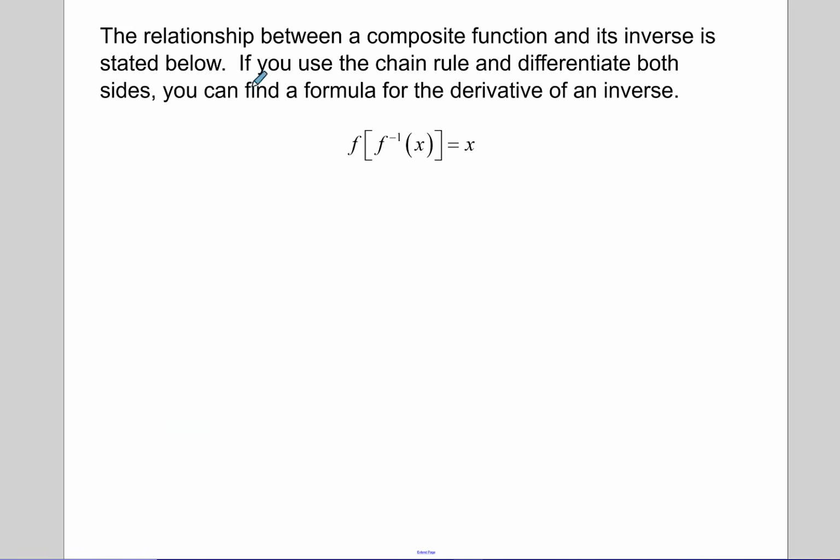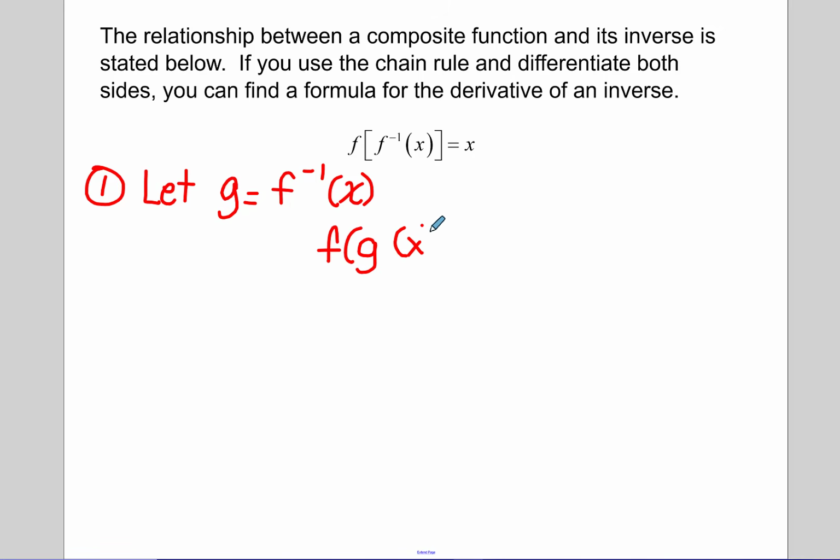So the relationship, we're going to prove this here. The relationship says that if we do f inverse of x, we're going to get x. So let's first let g be the inverse function. That'll give us a little speedier notation. So this is going to be a proof. And we know that f of g of x is going to give us x based on this substitution right here. So I'm just recopying this piece.